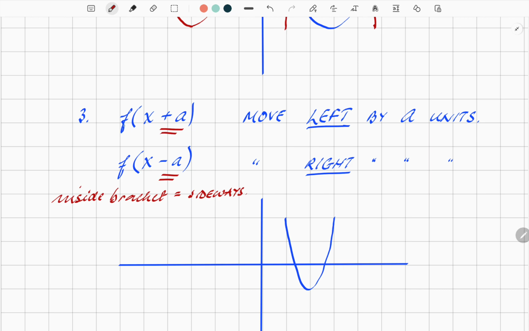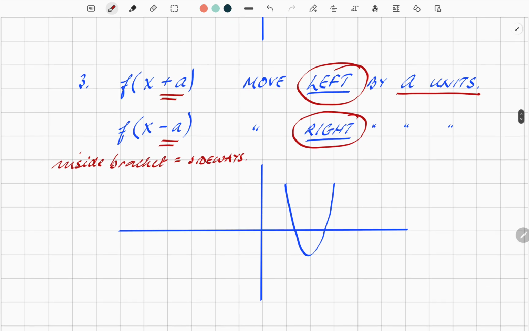When you have x plus a inside the bracket, so f of x plus a, you actually move it to the left by a units. And when you have x minus a, so f of x minus a, your original graph will move to the right, okay? Because of the plus and the minus, positive or negative x-axis, you might think of it the other way around, but please make a note of this, all right?